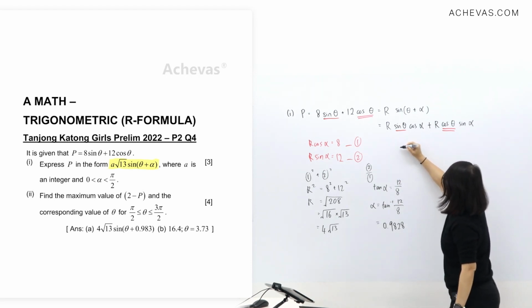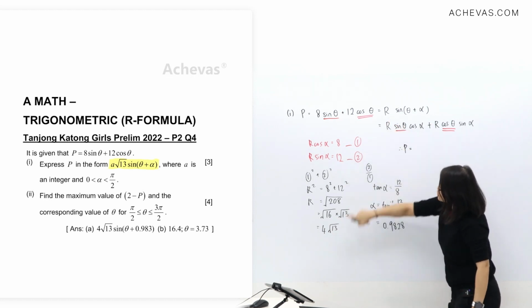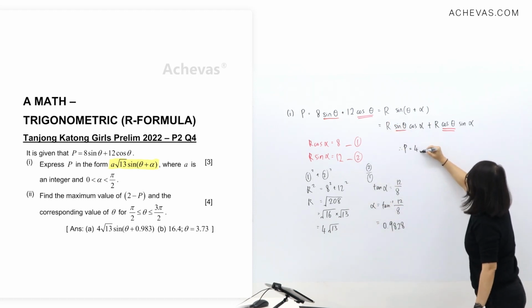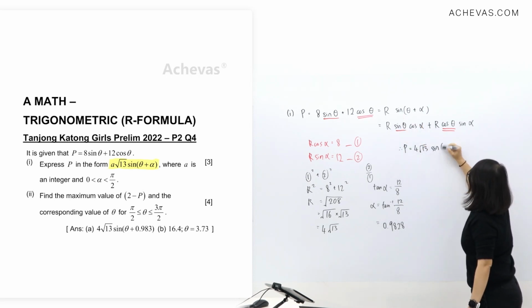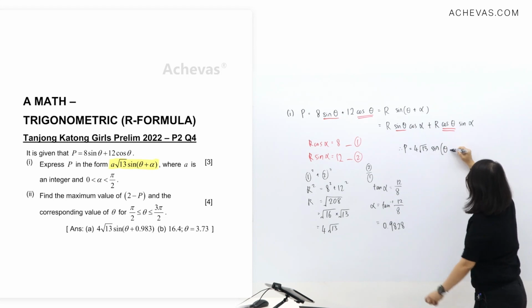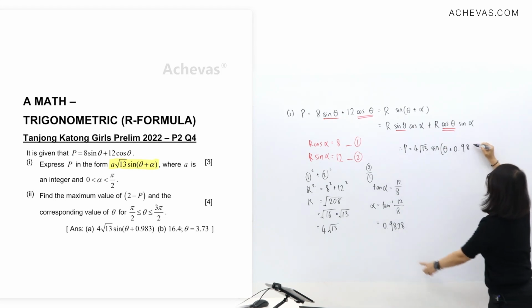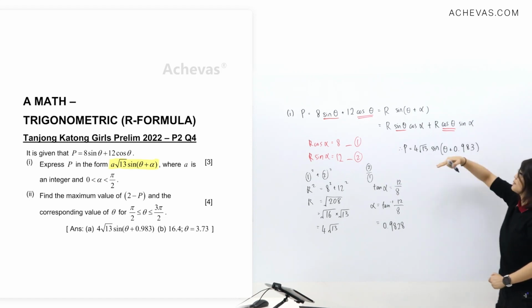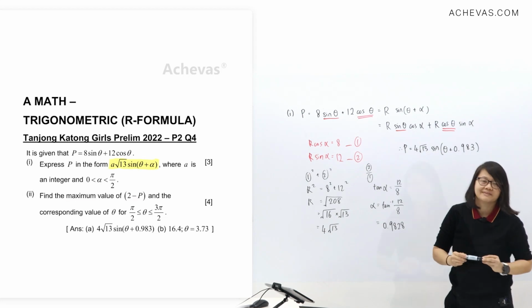So last step, I'm going to express P again. So therefore, my answer, P is equal to R is going to be this. So 4 root 13 followed by sine theta plus alpha. So I'm going to write alpha in 3 significant figures. That's going to be 0.983. Okay, so I put my final answer over here. We have completed part number 1.